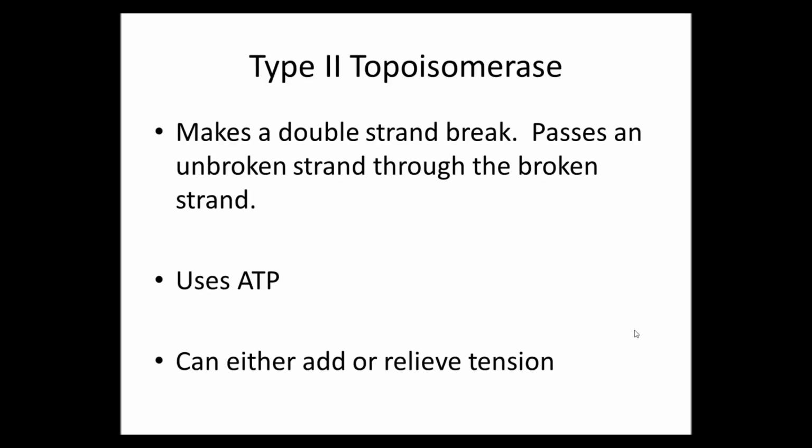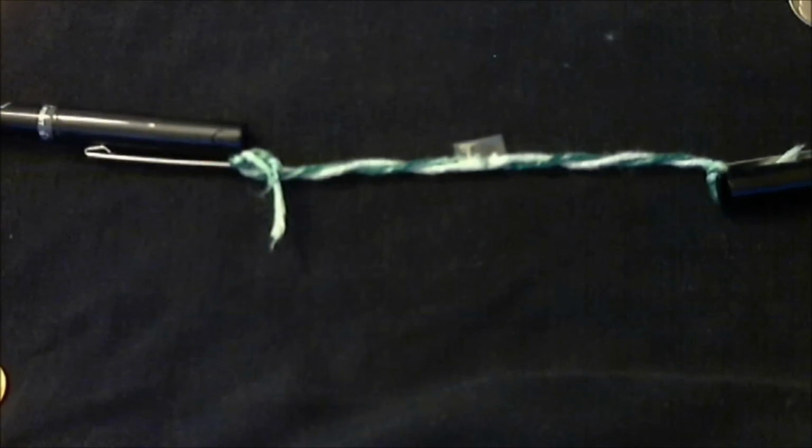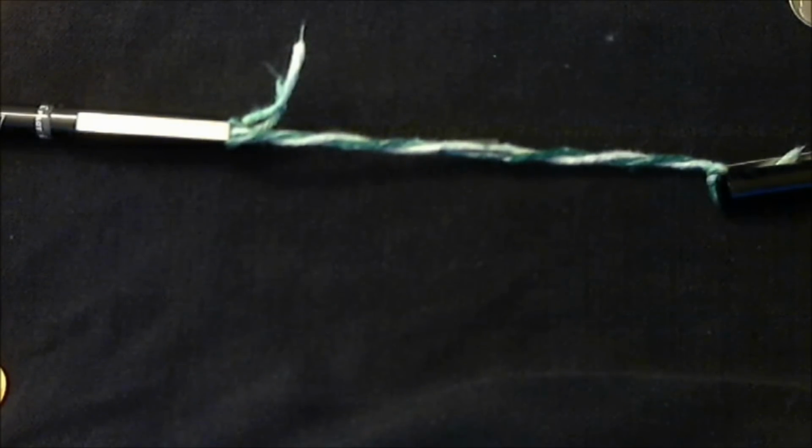Type 2 topoisomerase, the other kind of topoisomerase, makes a double strand break and passes the unbroken strand through the broken strand. And this uses ATP, so it can actually move the DNA further away from its relaxed state. So it can either add or relieve tension. Topoisomerase 2 is a little trickier to demonstrate, but we'll give it a shot here. So what topoisomerase 2 does is it actually makes a double strand cut and then passes the cut strand over the other strand.